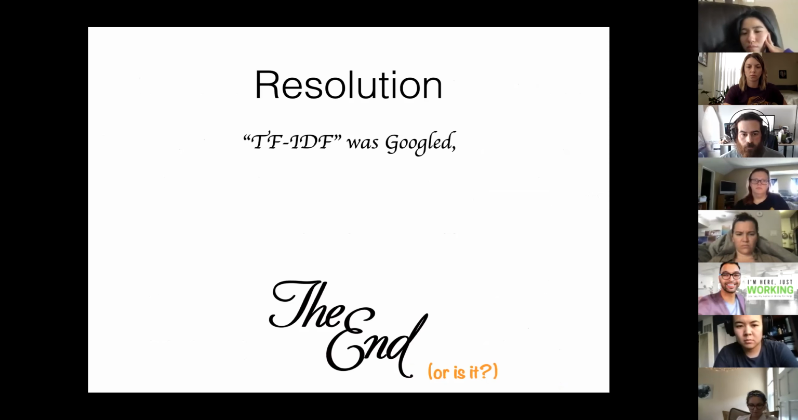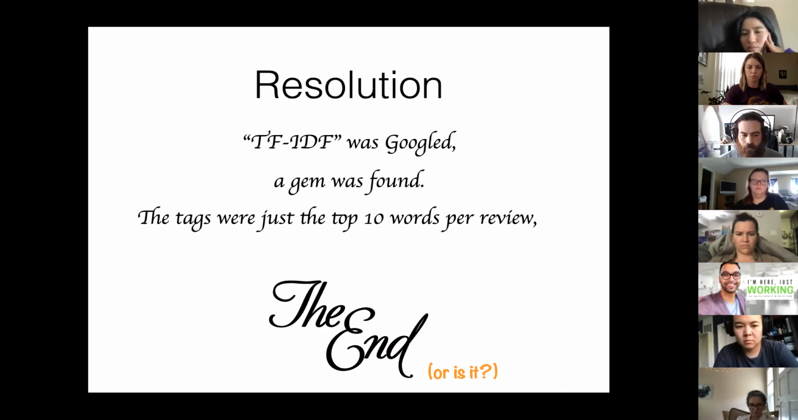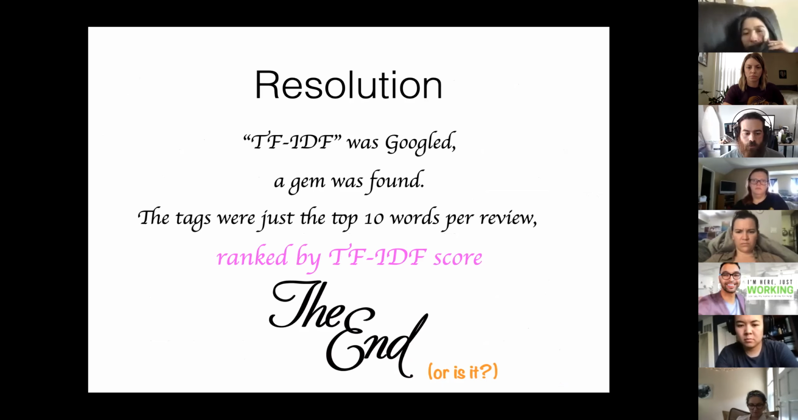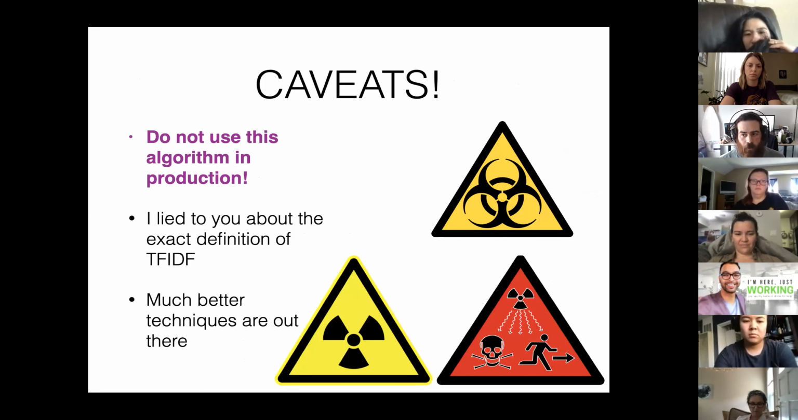So here's a resolution. We Google TF-IDF, find a gem to do that. And then as initial tags, we just take the top 10 words per review sorted by their TF-IDF score. And that's the end of our story. Except no, don't do this.